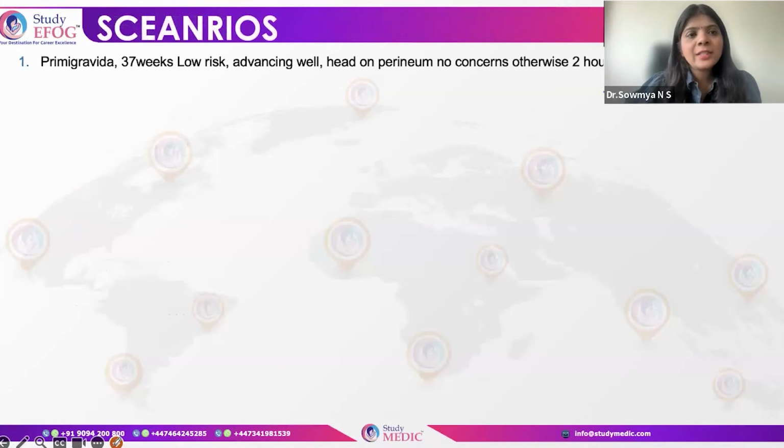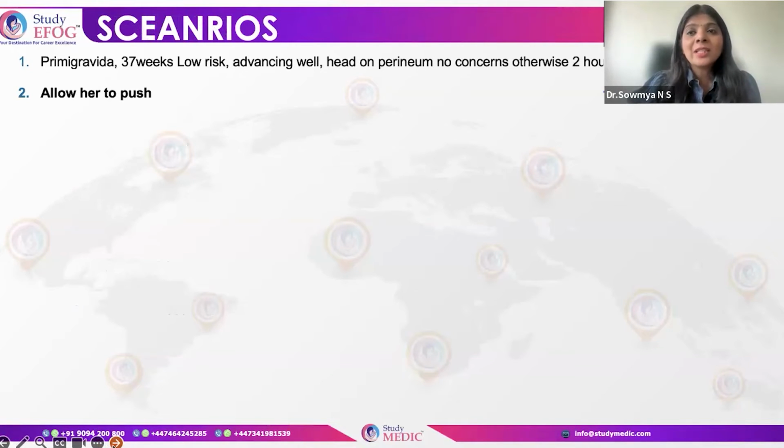Couple of scenarios to discuss. For example, here there is a primary who is a term gestation, low risk, progressing well, head on perineum, no concerns, otherwise 2 hours over. So she's with every push, if there is a descent, just because she's 2 hours over, you don't jump and put the forceps. It's almost there, so you let her push.